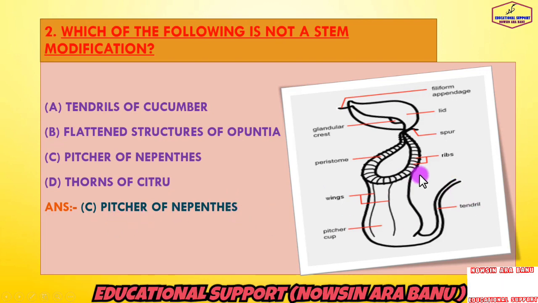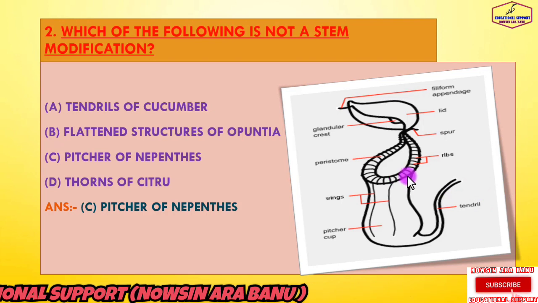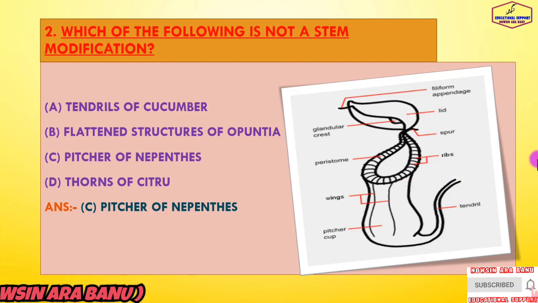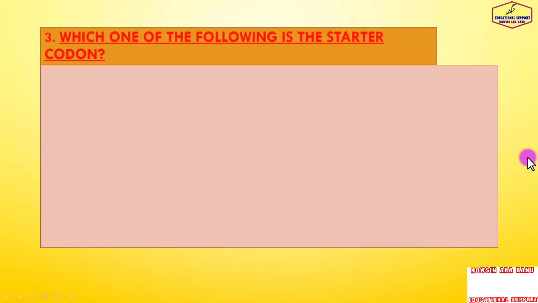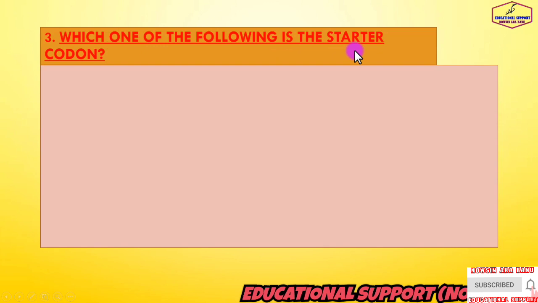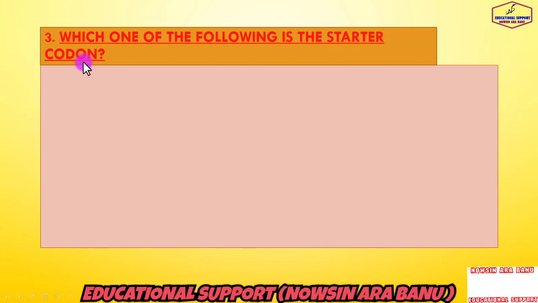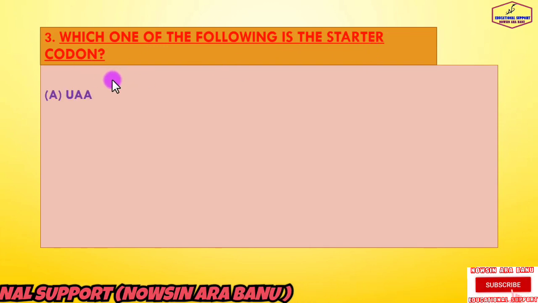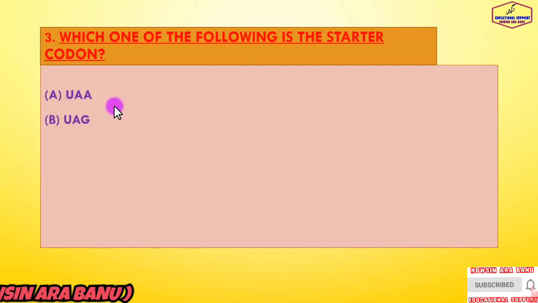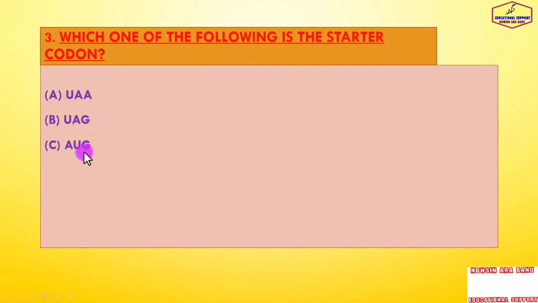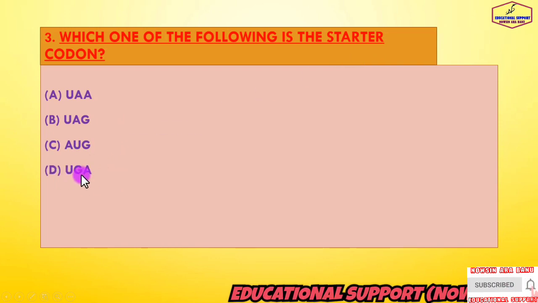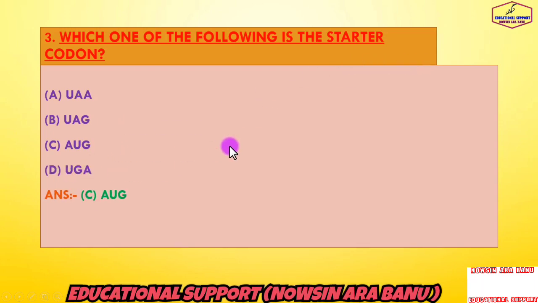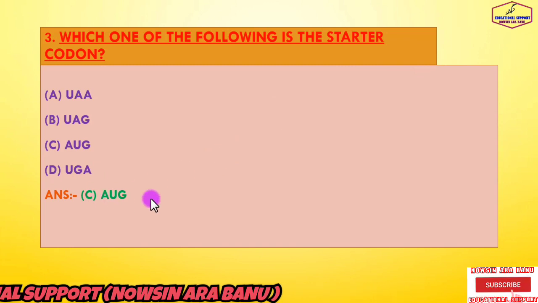This is the morphology of the pitcher of nepenthes. On question number 3, which one of the following is the start codon? And the options are UAA, UAG, AUG, and the last one is UGA. And the answer is option C, AUG.